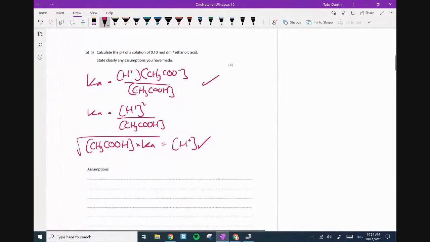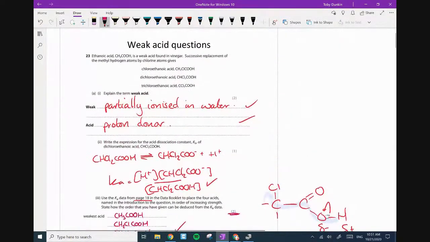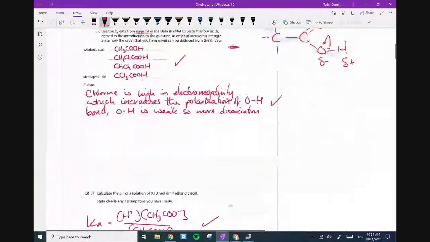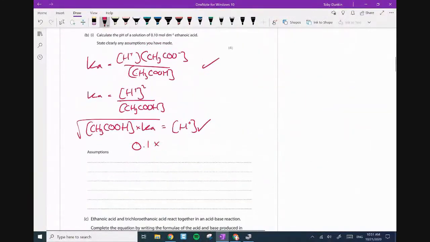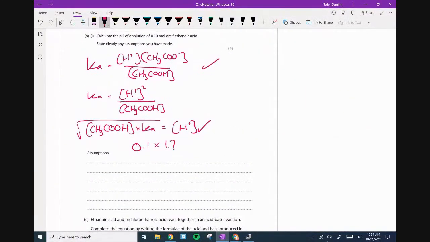So then 0.1 multiplied by, what was the Ka value? They must have given it to us. No, they didn't give it to us. You had to look it up in your data booklet, but I'm hoping that you guys know it. 1.7 times 10 to the minus 5. You should probably know that one by now. Root answer. That's going to give me the 3rd mark.